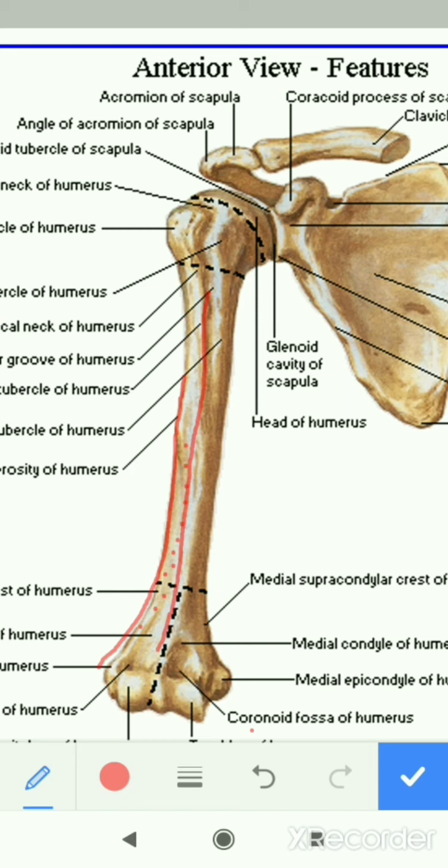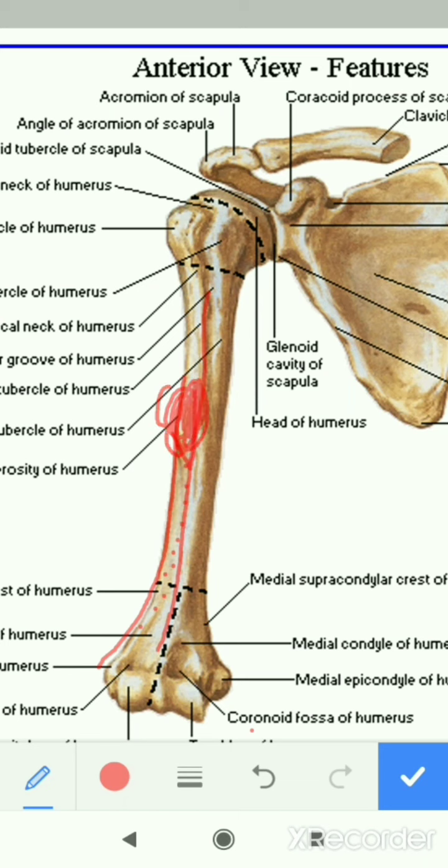In the middle part of the anterolateral surface, there is a characteristic V-shaped deltoid tuberosity. Here is where a muscle attaches, that is the insertion of the deltoid muscle.